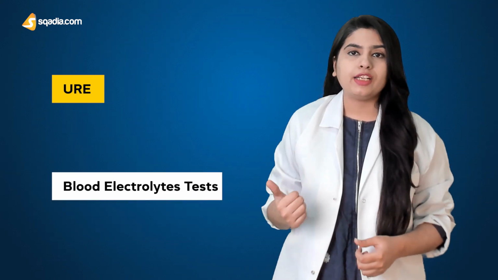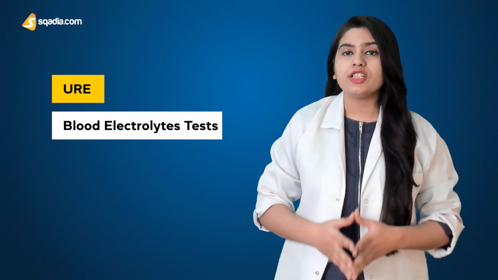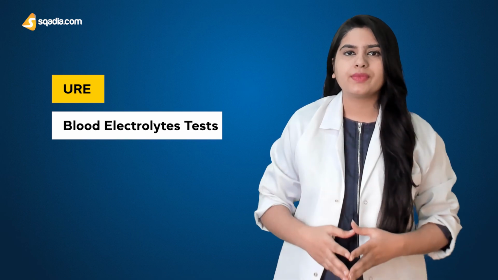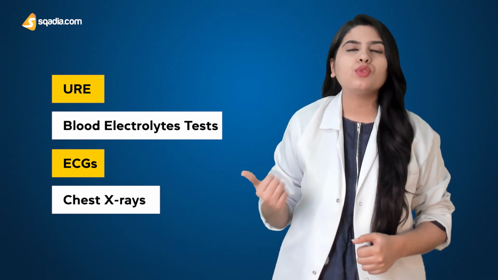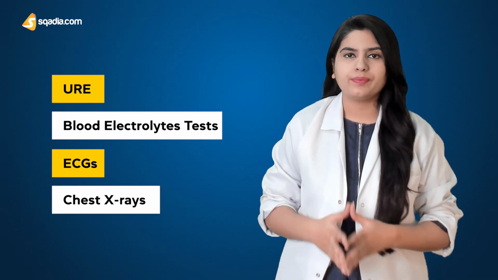There are other tests that can also be useful in diagnosis of diabetic ketoacidosis. These include urinalysis. It will also show increased glucose and ketone concentration. Blood electrolyte test, that is potassium and sodium specifically. ECG to look for arrhythmia. Chest X-ray to look for signs of any infection.